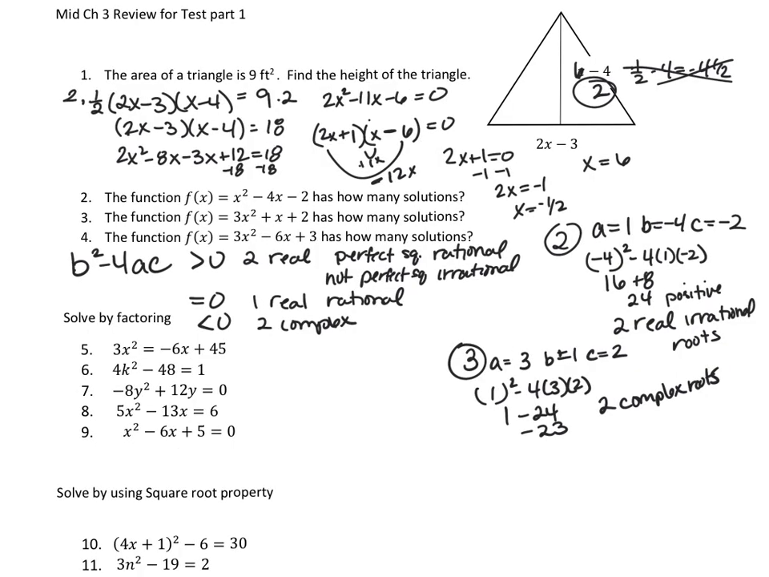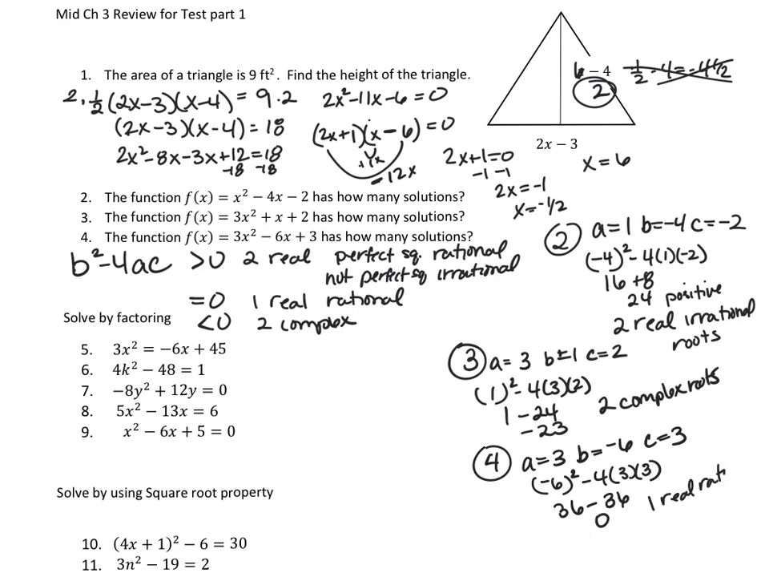And then number 4 is 3x squared minus 6x plus 3. So that's a is 3, b is negative 6, and c is 3. So that's negative 6 squared minus 4 times 3 times 3. 36 minus 12 times 3 is 36, gives me 0. So there's 1 real rational root.